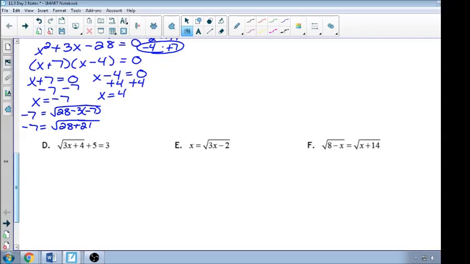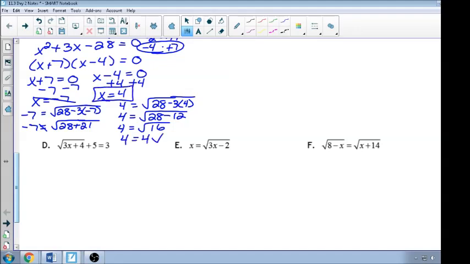If you remember what I said up earlier, if I ever have a square root that's equal to a negative number, I know that's not going to work, so I know that negative 7 is not going to be one of my answers. Now I want to put 4 in for all the x's. So 4 equals the square root of 28 minus 12. 28 minus 12 is 16, so I have 4 equals the square root of 16. 4 does, in fact, equal 4, so my solution is good. Okay?